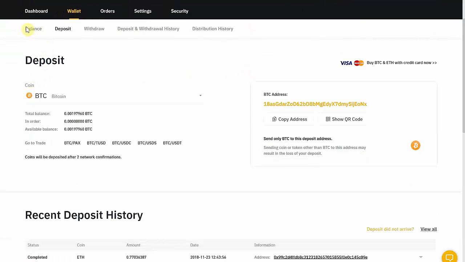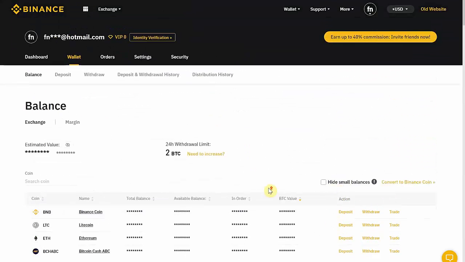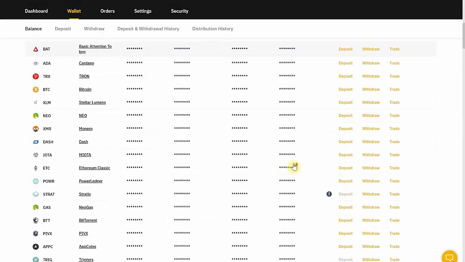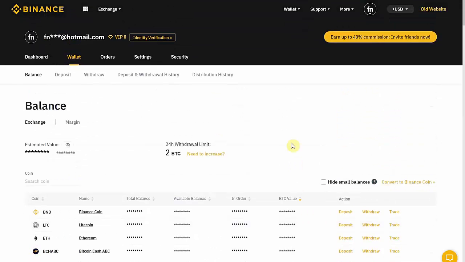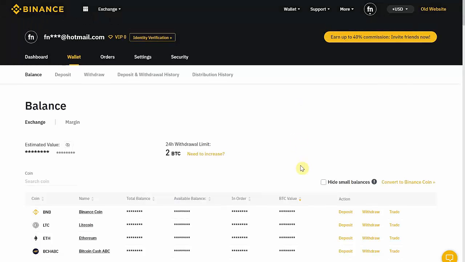And also this page here, the balance, this is where you will see the balance of your coins. How much do you have? How much is it worth? Actually, a nice development that they did with Binance 2.0 is that now you can sort this by BTC value, which was something that you couldn't do for so much time. It was really annoying, but okay, I digress. Anyways, this is your balance page and this is your deposit page.